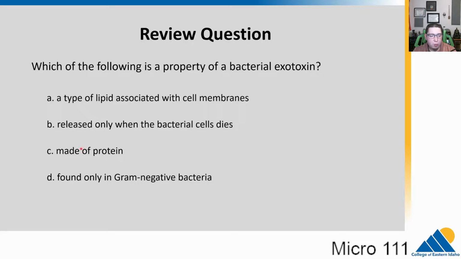All right, the answer would be C. It is made of protein. All of these other ones are descriptors of endotoxins, which are found only in gram-negative bacteria.